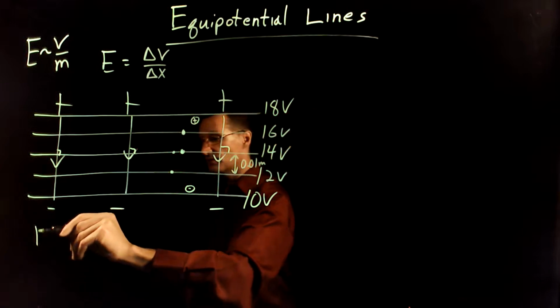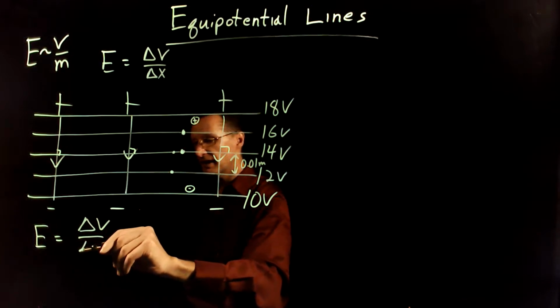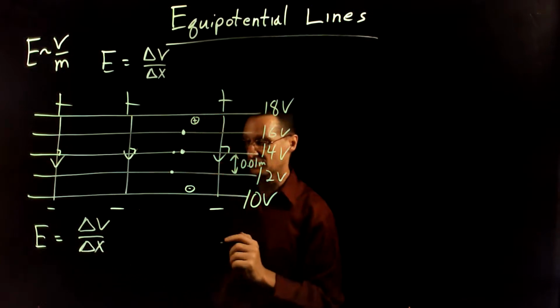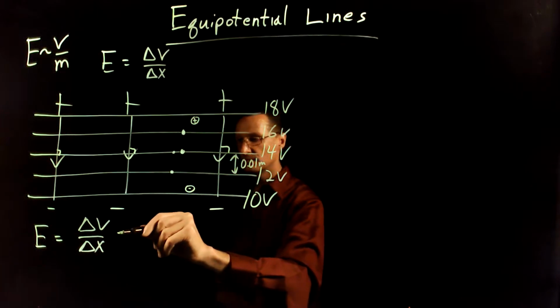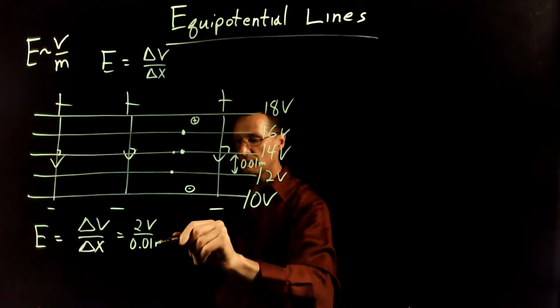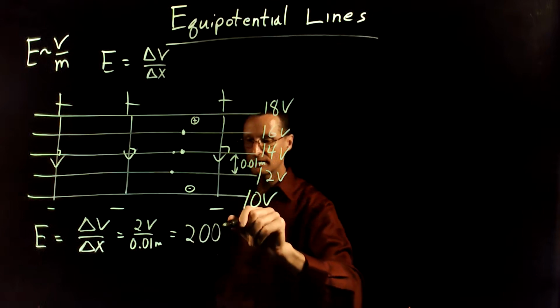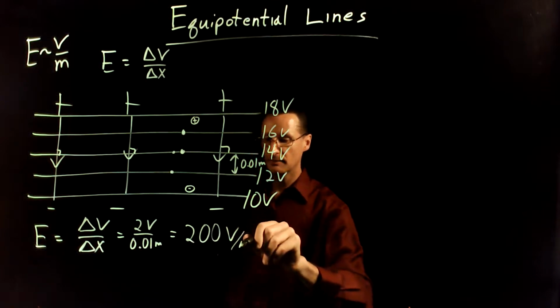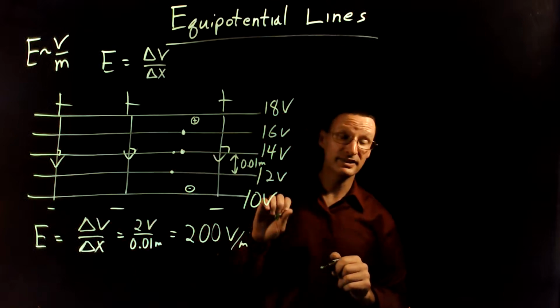The electric field would be the voltage difference divided by the change in position. And so that would be 2 volts divided by 0.01 meters, or 1 centimeter. And so that becomes 200 volts per meter. So the electric field strength is determined by the spacing of these lines.